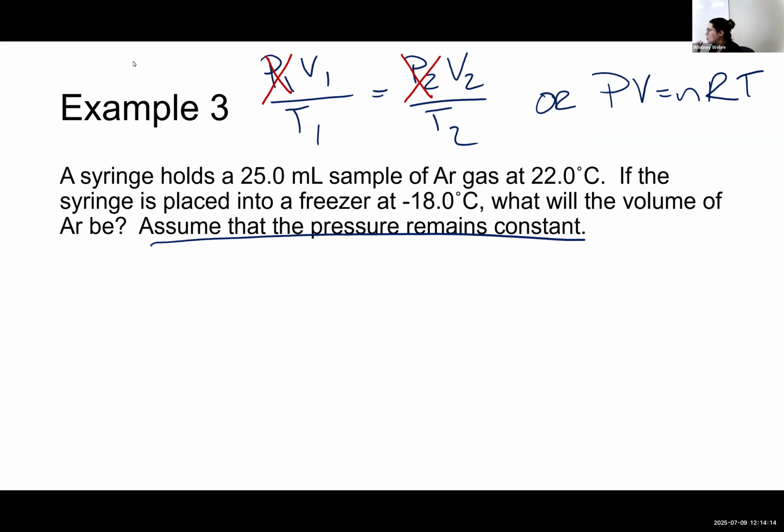That way you're not memorizing Charles' law versus Boyle's law, and there's an additional one with Avogadro's law, so you're not having to memorize all of those. So V1 over T1 equals V2 over T2 is the equation we would use. Let's do V for variables. V1 is 25 milliliters. T1 equals 22.0 degrees Celsius, but it always needs to be in Kelvin.